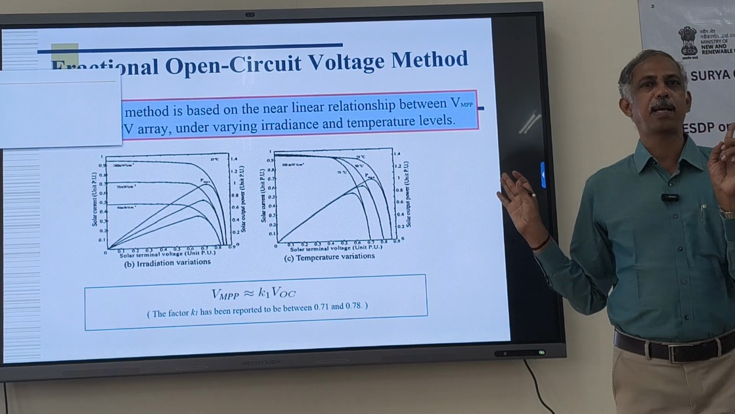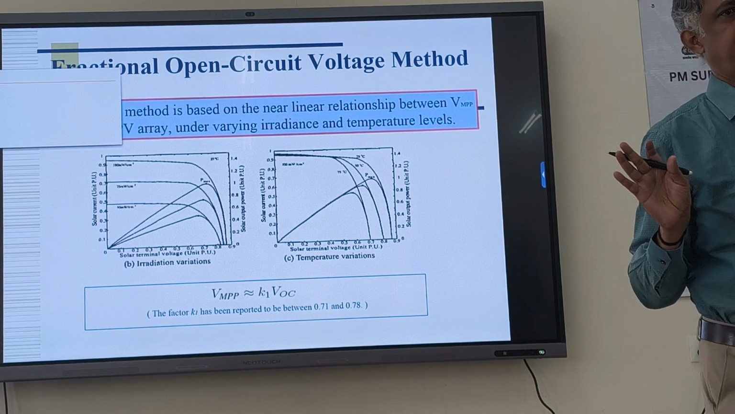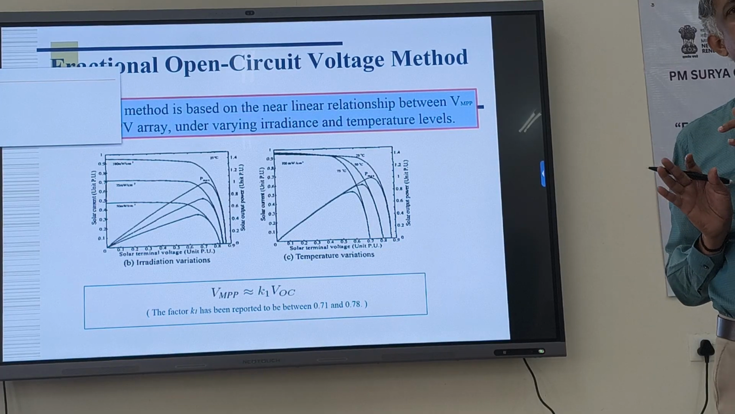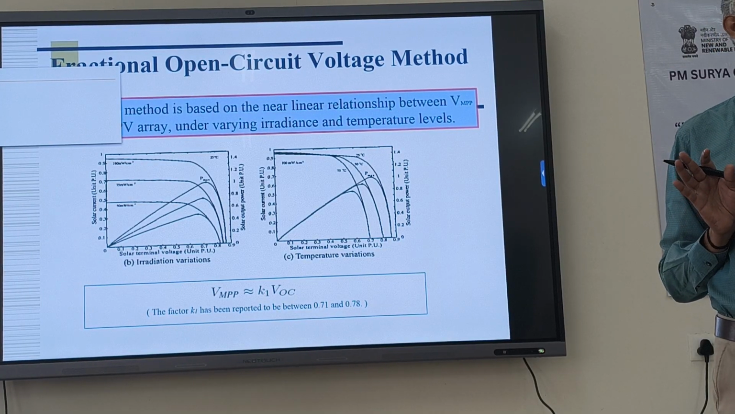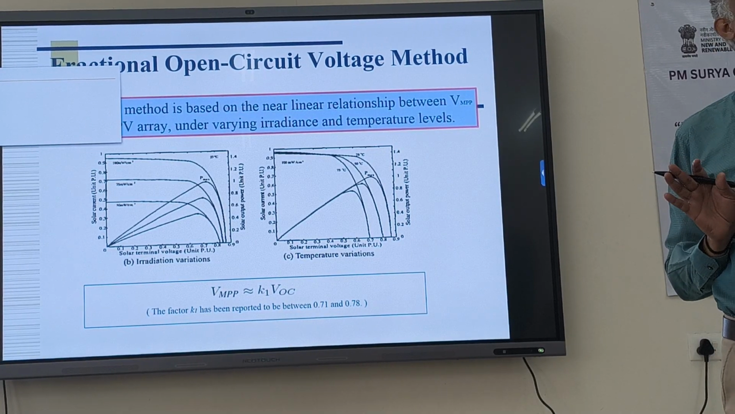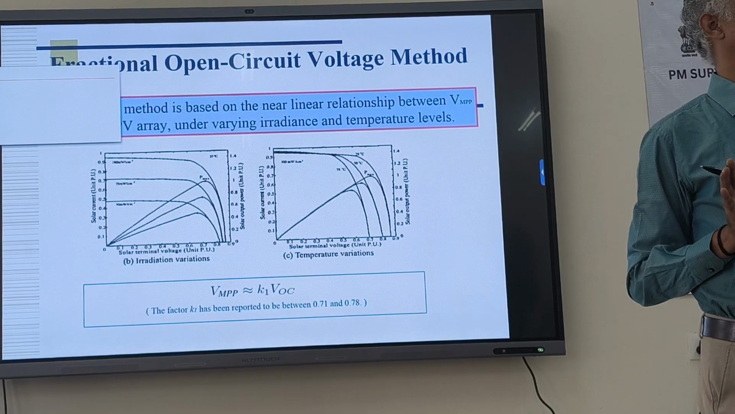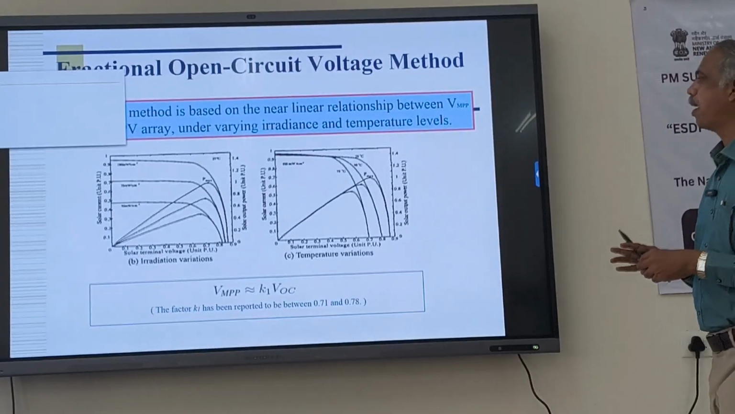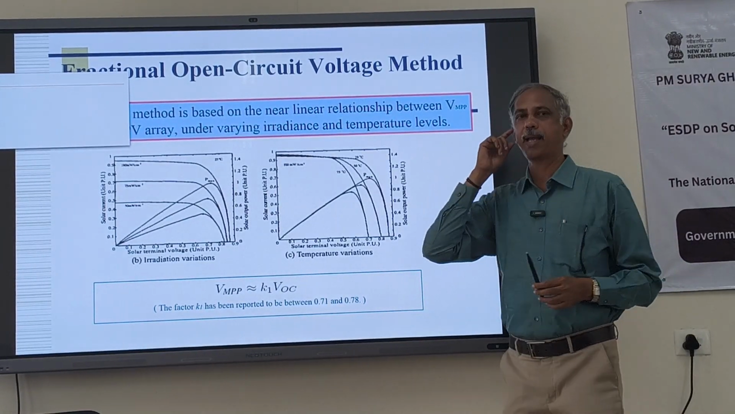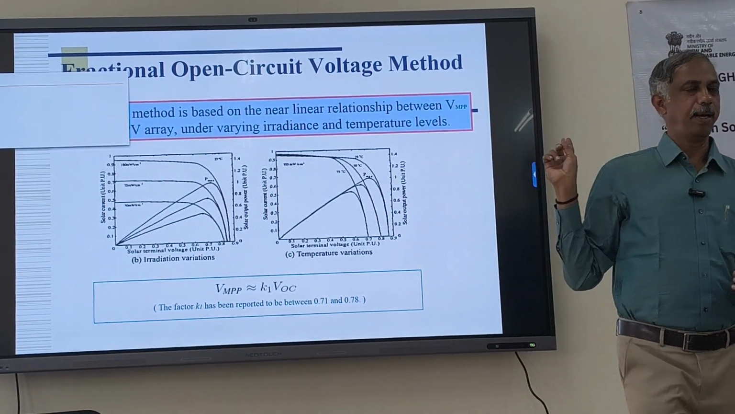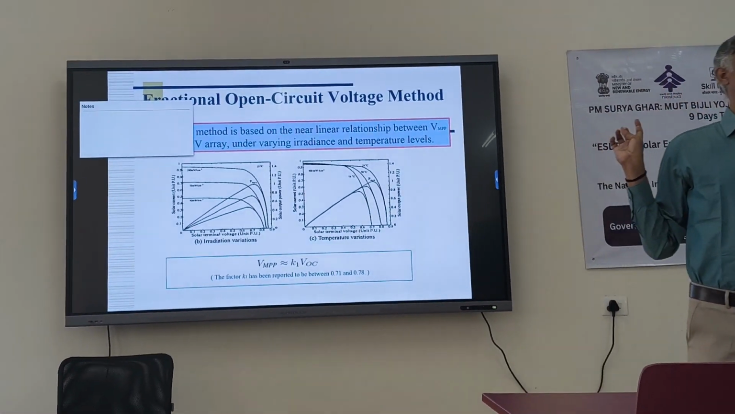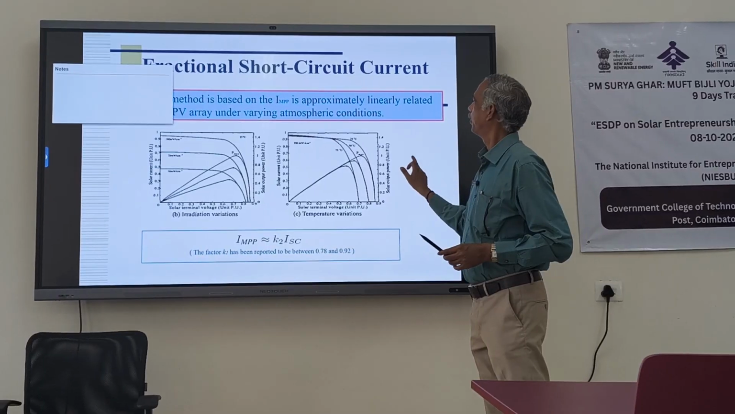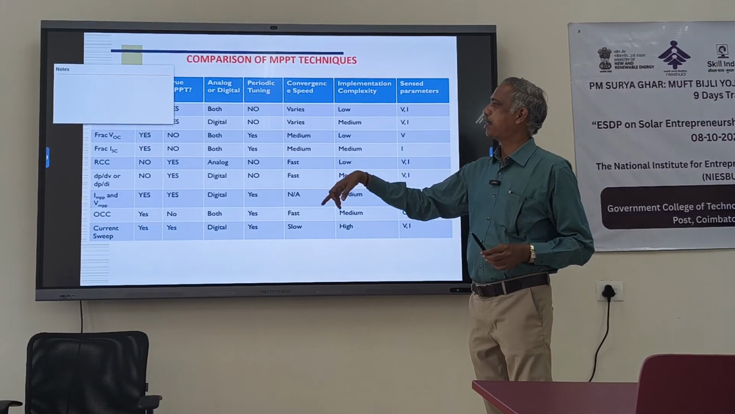Here, just one sensor is enough. In the perturb and observe method, we have to sense voltage as well as current. And incremental conductance also needs 2 sensors. Whereas here, if you set a fraction of the open circuit voltage, one sensor is enough. Similarly for current, one sensor. Using just one sensor, it is easy to find the maximum power. Cheapest technique. So this is a detailed comparison.